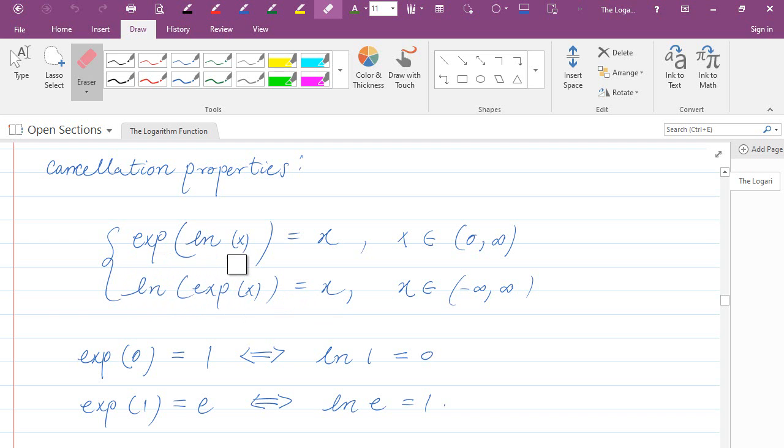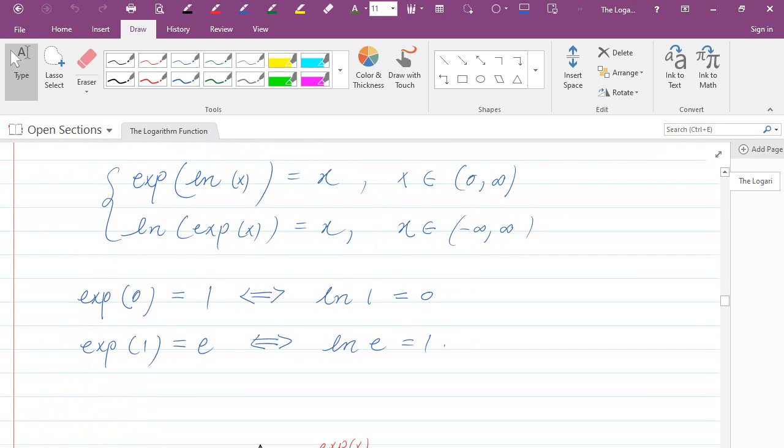In the first case, the natural log is the inside function, so the domain of this composition would be the same as the domain of the logarithm function. In the second equation, the inside function is the exponential function, so the domain of the composition would be the domain of the exponential function, which is from negative infinity to infinity. So the first equation is true for all positive x, and the second equation is true for all real numbers x.